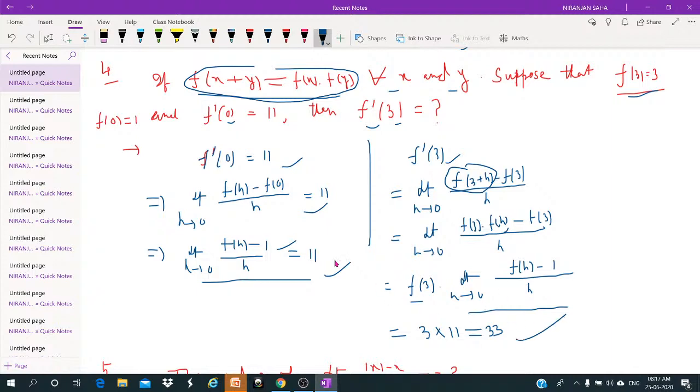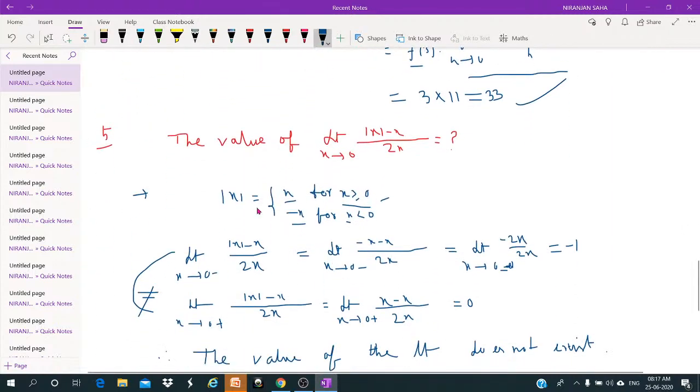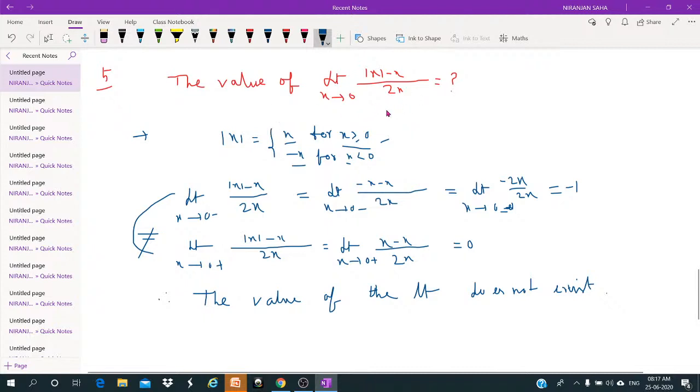and solve this problem. Now the fifth problem: find the value of the limit of mod of x divided by x, as x goes to 0. Mod of x is always equal to x when x is greater than or equal to 0, and minus x when x is less than 0. So if we test the left hand limit, we will get minus 1 and the right hand limit we will get 1. So these are not equal. So the limiting value does not exist.